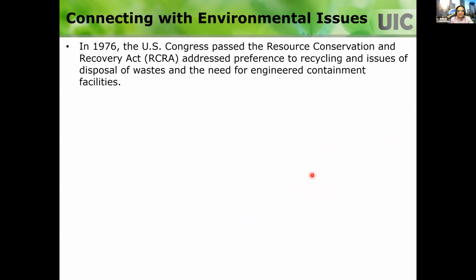So in the US, in 1976, there's a new law called the Resource Conservation and Recovery Act. And that addressed the problem of recycling, and then issues related to disposal of the waste and the need for engineered containment facilities. So you can see in the US, these environmental considerations started to be discussed in 1976 with this new law.